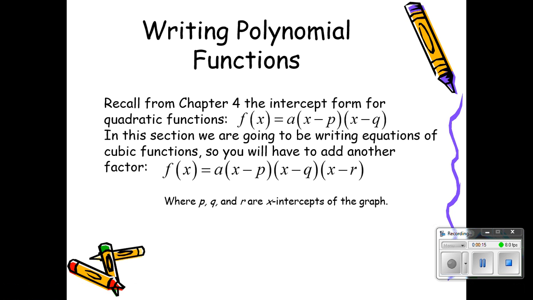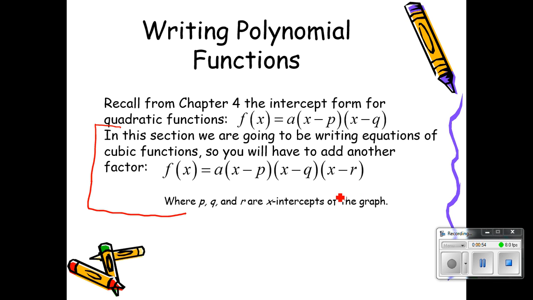So if you would recall from Chapter 4, when we had intercept form of a quadratic, it was in the form of a times x minus p and x minus q. Remember, p and q were the x-intercepts? Okay, so in this section we're going to talk about a cubic function. Basically all we're going to do is add another factor, or in this case, add another x-intercept. So instead of having just p and q, we're going to have p, q, and r.